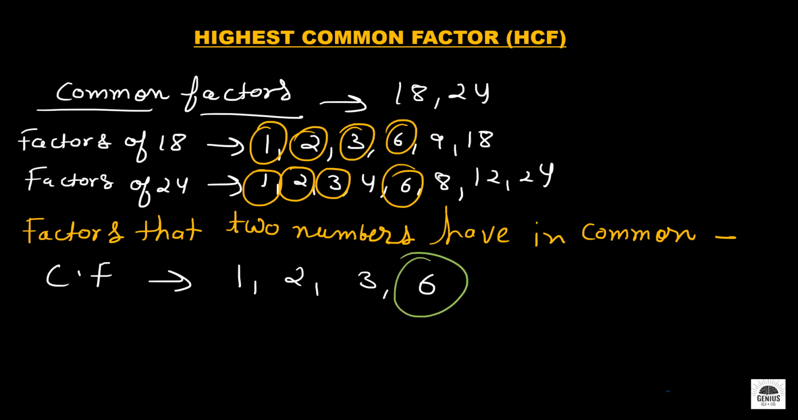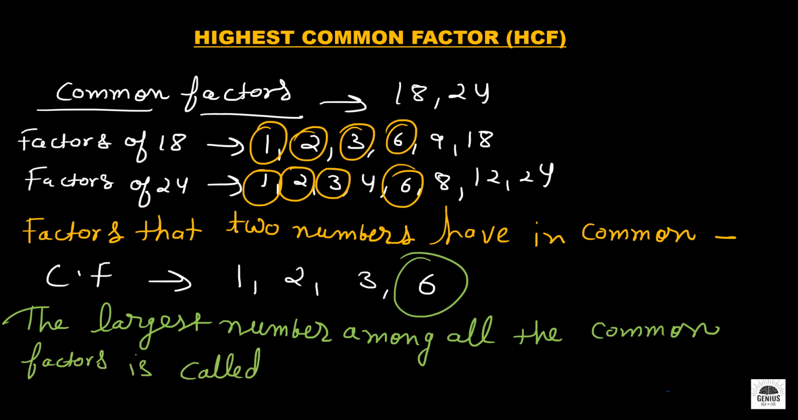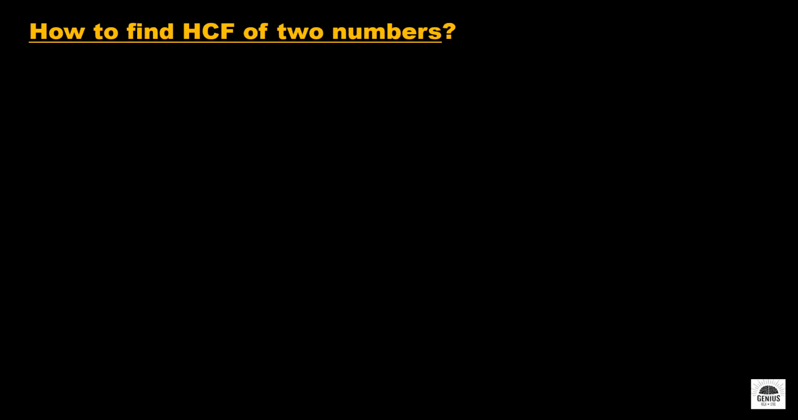So what is highest common factor? The largest number among all the common factors is called highest common factor, or HCF. Got it? We can find the HCF of two or more numbers by using the following three methods.